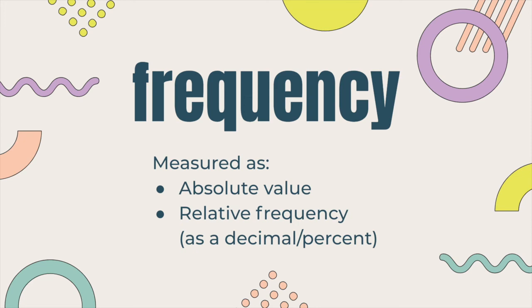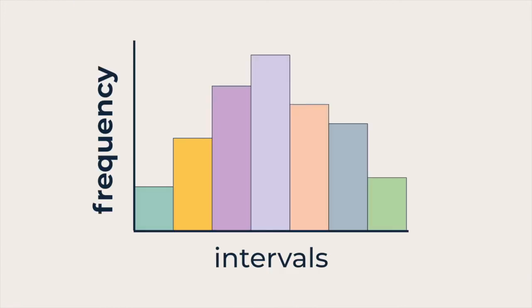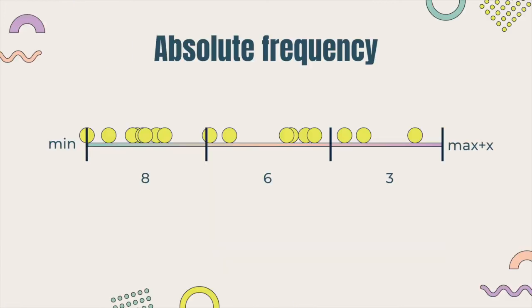Let's talk about the frequency, which is on the y-axis. Frequency is measured as the absolute value or as the relative frequency, which is expressed as a decimal or percent. Once we have divided our range into intervals, we can count the number of points that fall into each interval. This would be the absolute frequency.